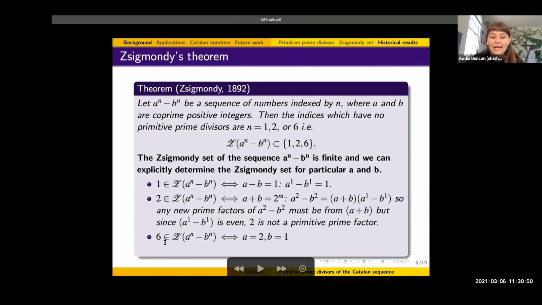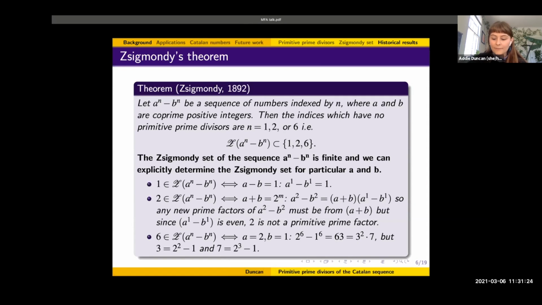And then finally, we see that 6 is in the Zsigmondy set if and only if a equals 2 and b equals 1. So this is a much more specific circumstance. But again, we can see this by looking at the sixth term in the sequence. That's 2 to the 6 minus 1 to the 6, which is 63. And that factors as 3 squared times 7. So if we want to show that this has no primitive prime factors, we need to show that 3 and 7 appear somewhere in the sequence before the sixth term. And in fact, 3 is the second term of the sequence, and 7 is the third term of the sequence. So they're not primitive with respect to the sixth term.